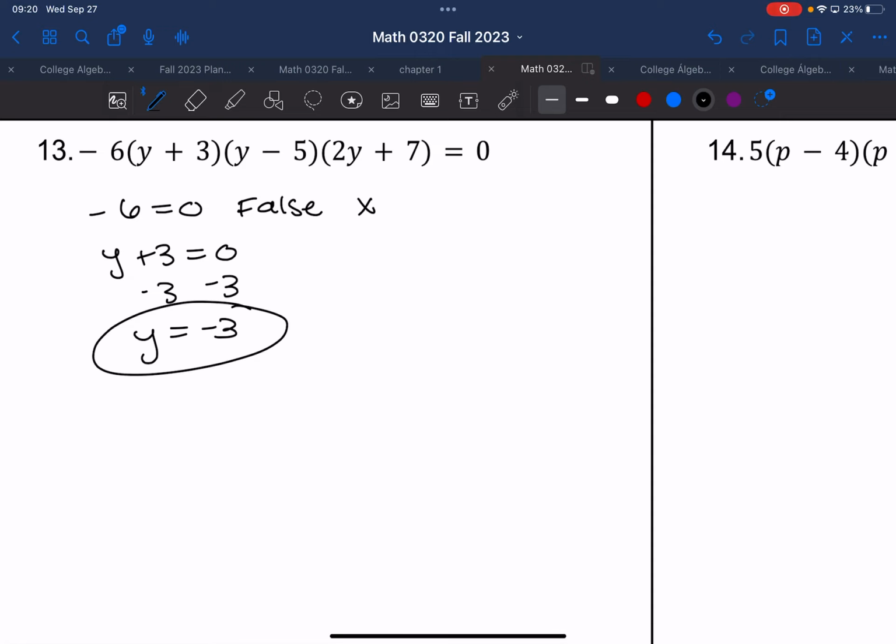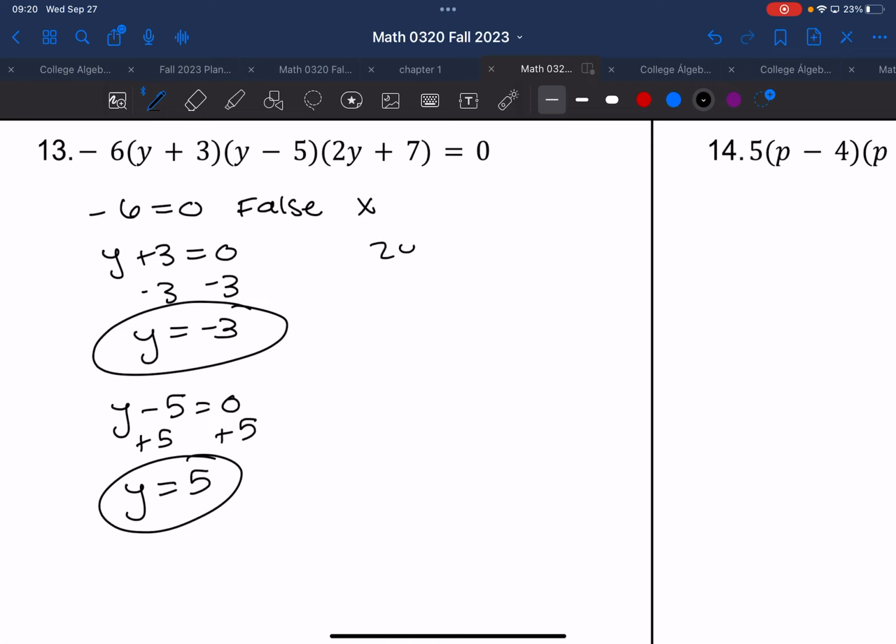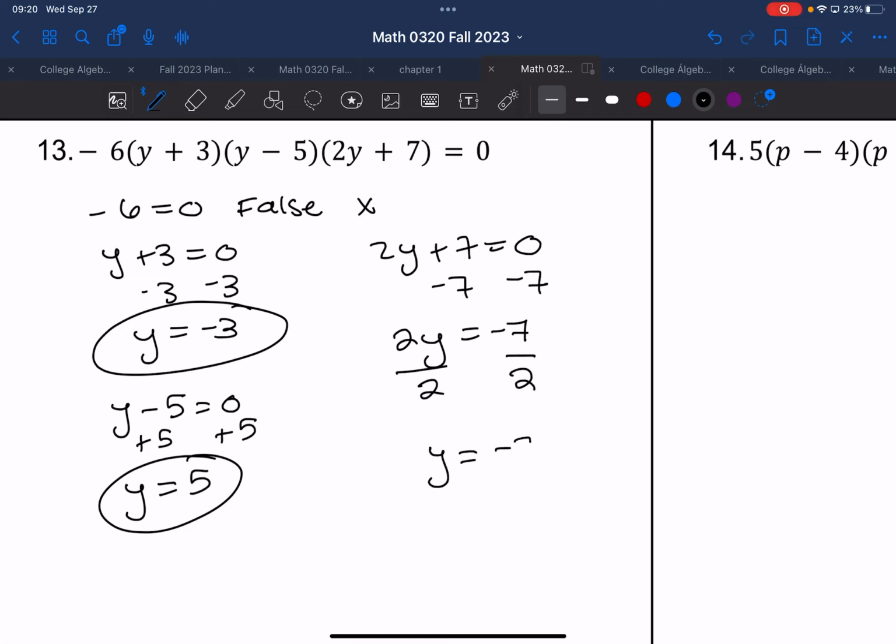Then I go on to the next parentheses. Y minus 5 equals 0. Add 5 to both sides. That gives me y equals 5. And then the last parenthesis, 2y plus 7 equals 0. I'm going to subtract 7, and I get 2y is equal to negative 7. Divide by 2. Y is equal to negative 7 halves.